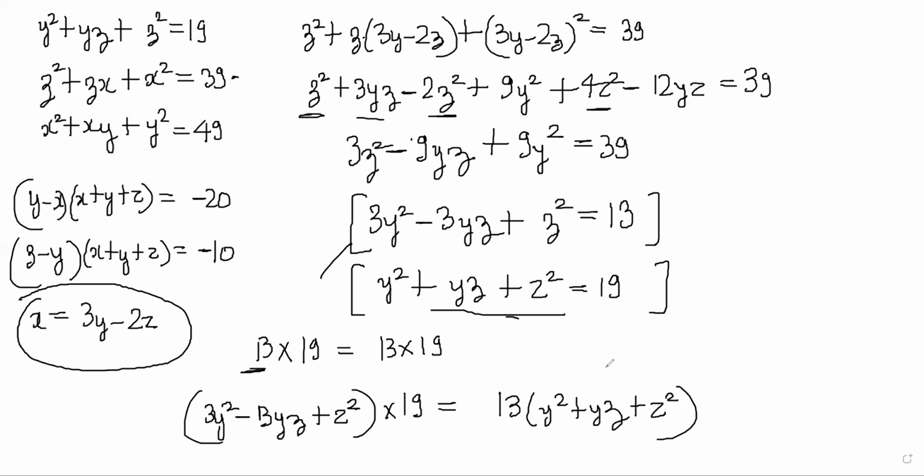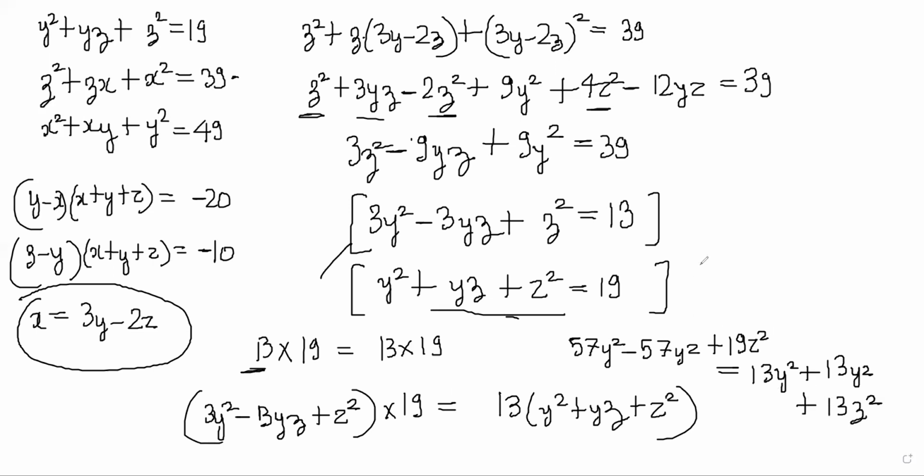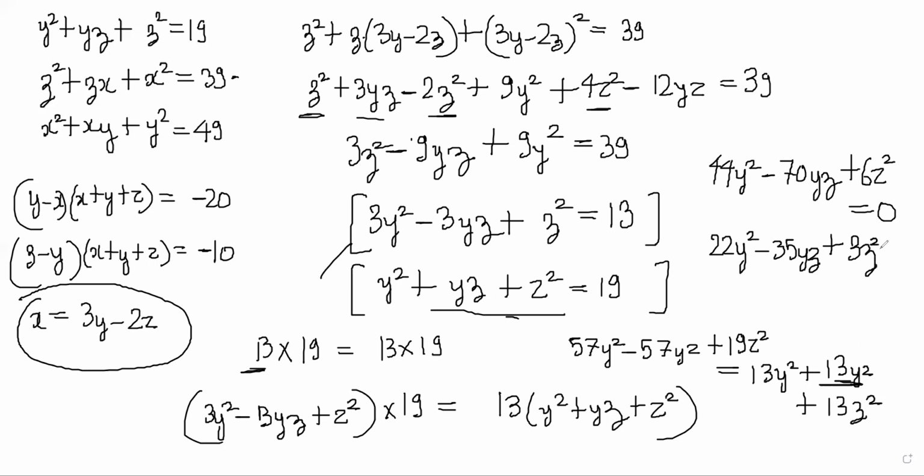So what I get here is 57y square minus 57yz plus 19z square is equal to 13y square plus 13yz plus 13z square. So that simplifies as 44y square minus 70yz plus 6z square is equal to 0. So this becomes 22y square minus 35yz plus 3z square is equal to 0.